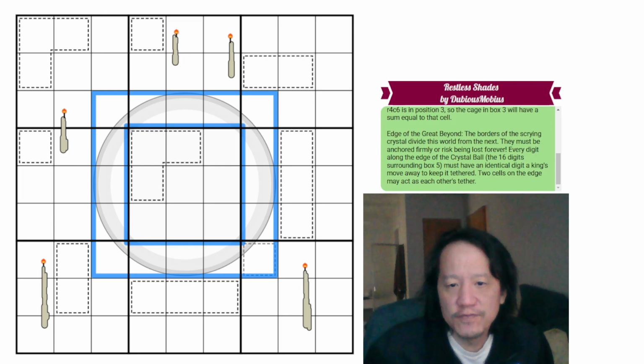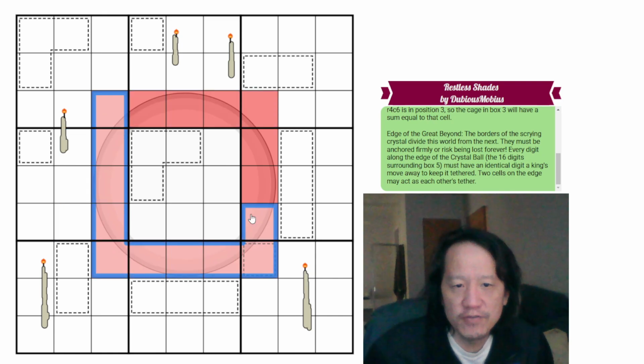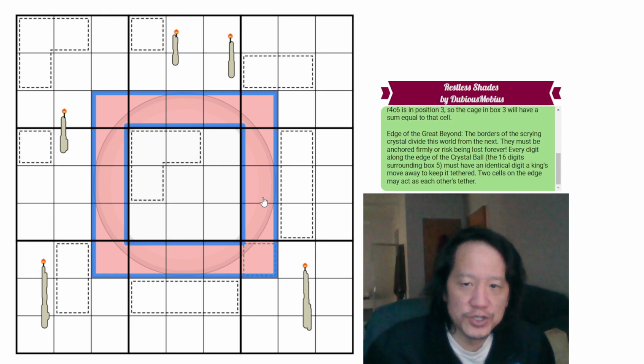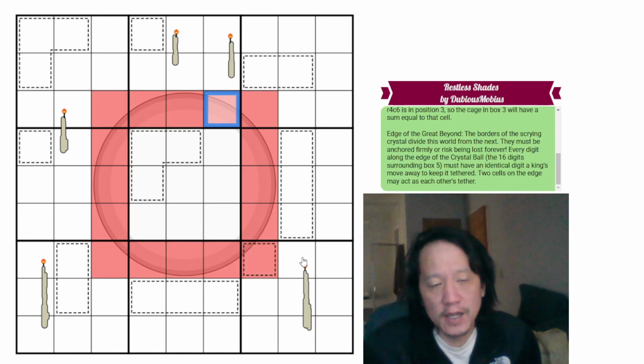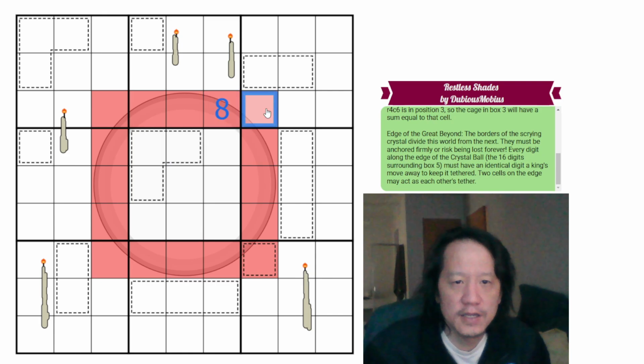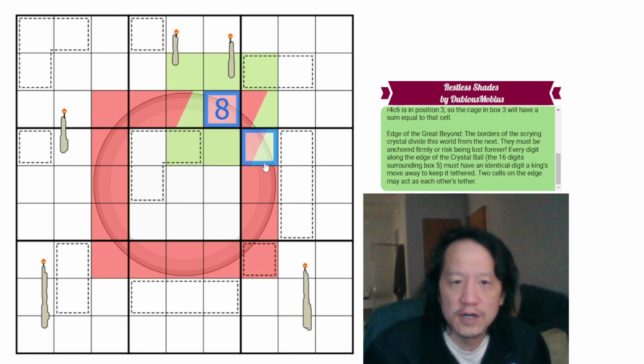So basically, Fistemafel's ring is the ring surrounding box 5, the cells that touch some edge of box 5 but are not in box 5. And they must have an identical digit a king's move away to keep it tethered. So if this were, say, an 8, you would have to have an 8 a king's move away from it. There would have to be an 8 in one of these cells to fit the criteria.